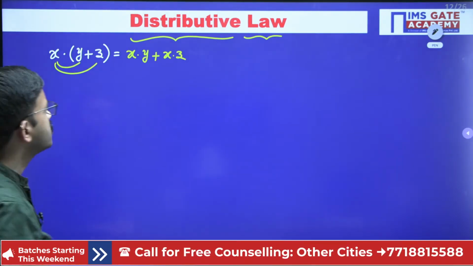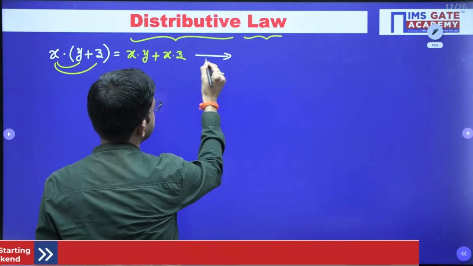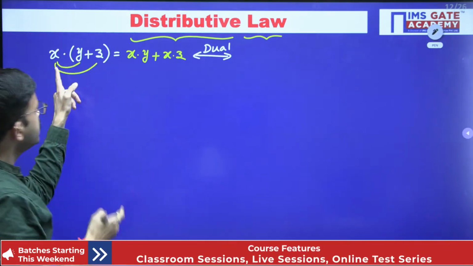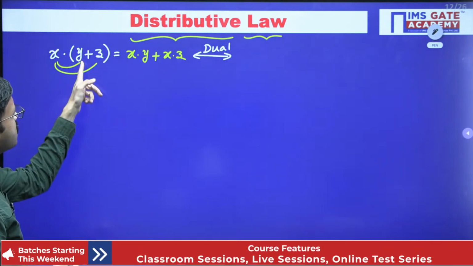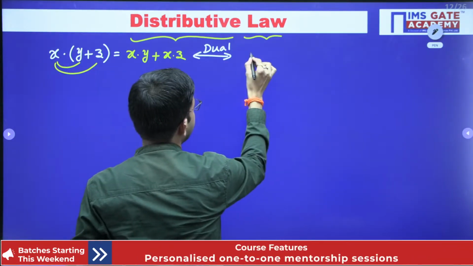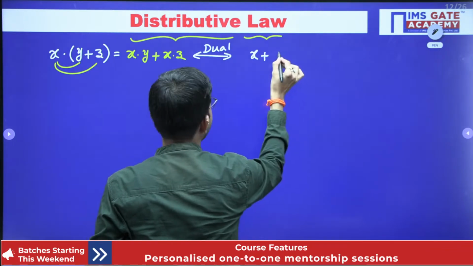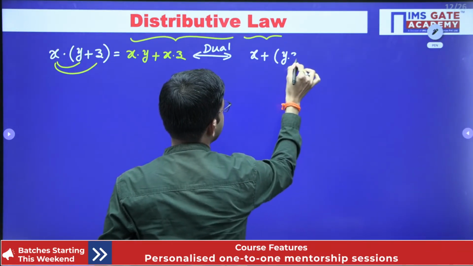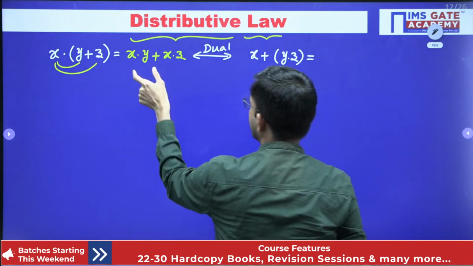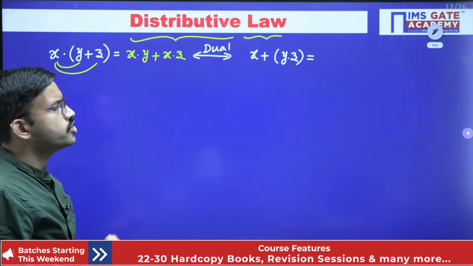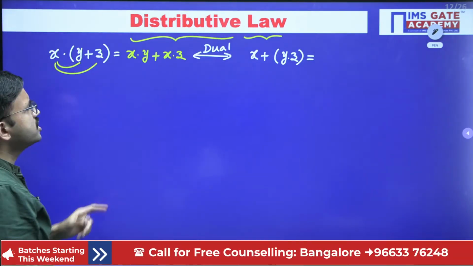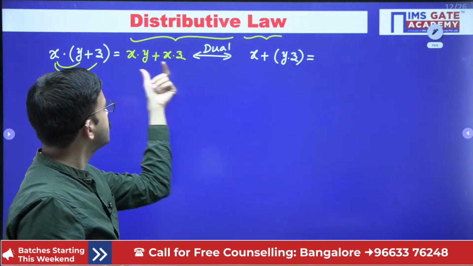Okay, right. So just apply dual here. Wherever logical AND is there, you have to replace with logical OR. Wherever logical OR is there, you have to replace with logical AND. So you will get x plus y and z is equal to. Left hand side I have written x plus y and z. Can you just apply dual here and tell me what expression you are going to get?